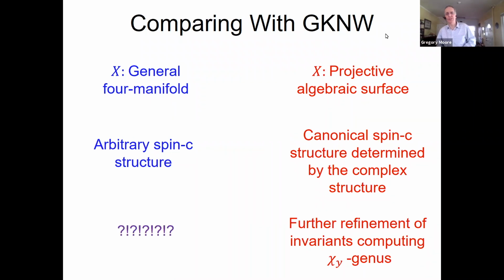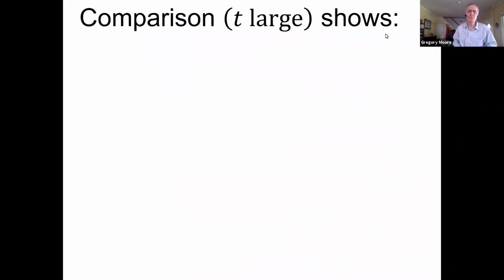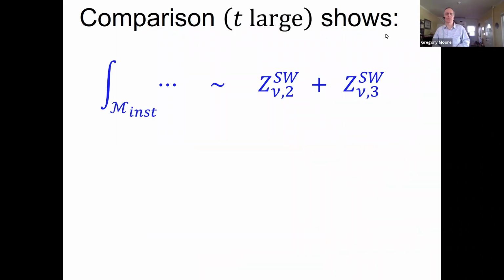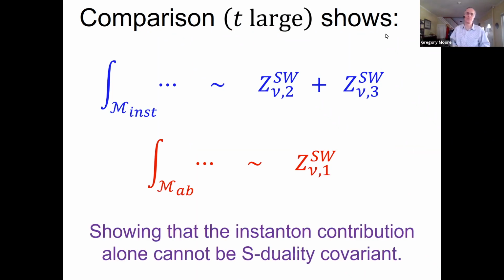And it would be very interesting to see how to do that from the physics point of view, especially since the result involves infinite products, which are related to things that Zagier has called quantum modular forms. So the other thing that comparing with their results shows is that the instanton contribution can be identified with the results at the cusps U2 and U3 and the abelian contribution from U1. So the instanton contribution alone cannot be S-duality covariant.